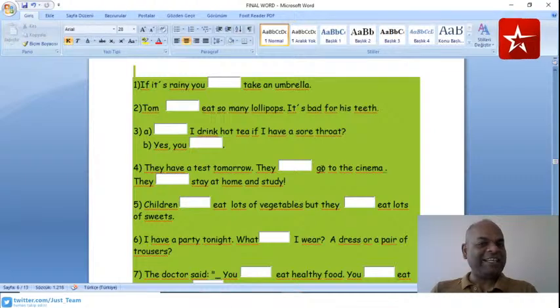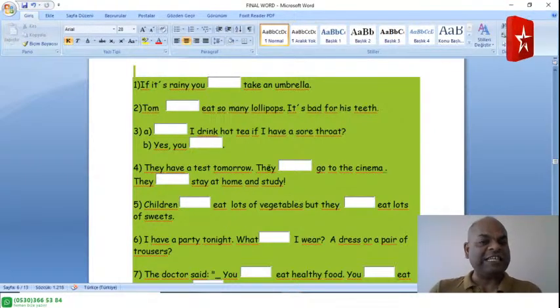Tom dash ate so many lollipops. It's bad for his teeth. What's the answer? Should or shouldn't?